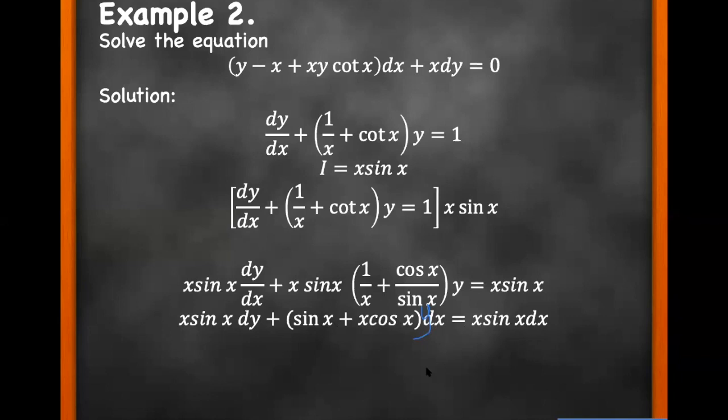Then we have the next step. We can see that this result here is actually the differential of x times y sine of x. How is that? Meaning, if you differentiate x y sine of x, it will give us this part of the equation. And the right side will be x sine of x dx. Now we can integrate both sides of the equation.